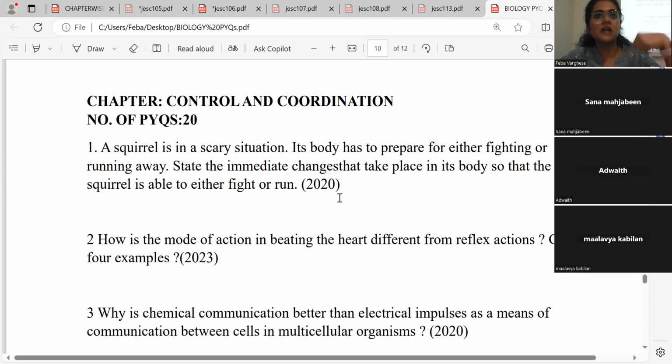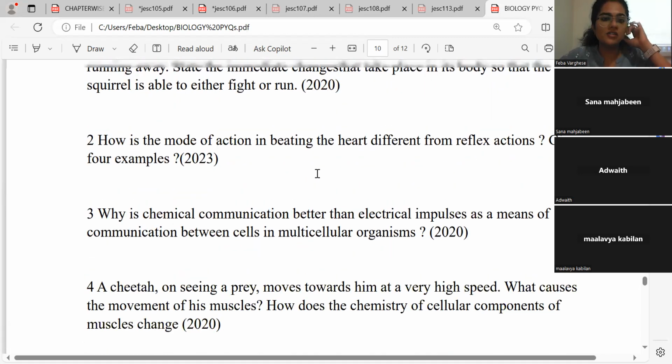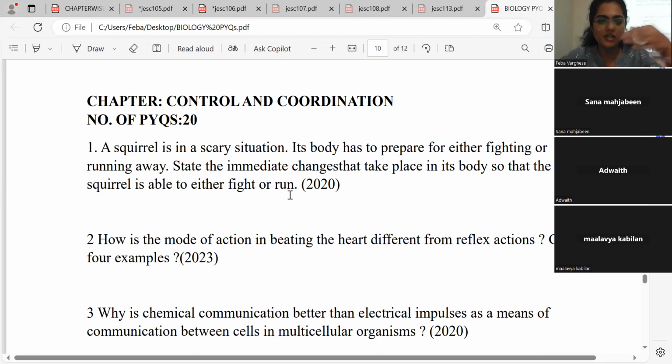The supply of blood towards the gut decreases, and more blood is supplied towards the muscles. Then in case of human beings, we'll begin to sweat, all of those kind of things. But this is about the squirrel, so don't write that they'll begin to sweat. Write about the adrenaline, and then write about its effect.